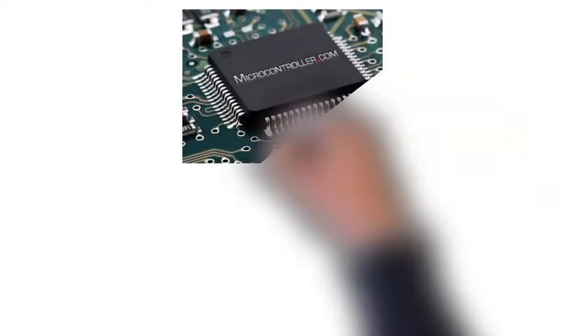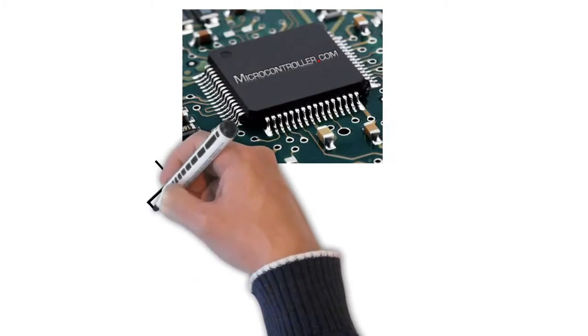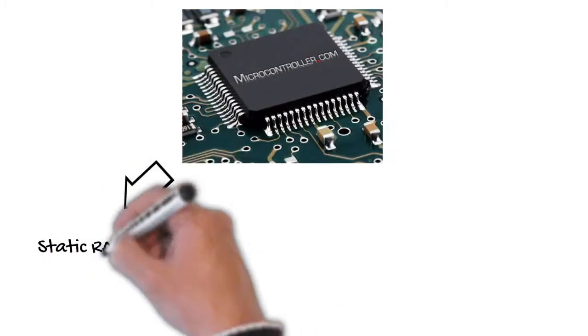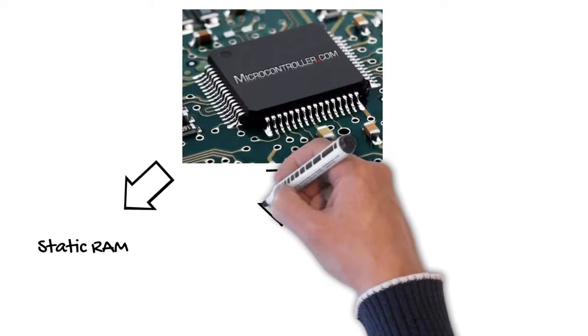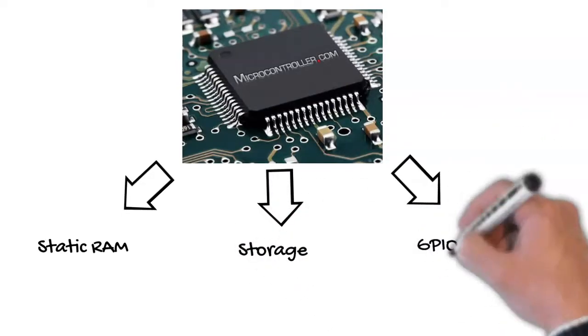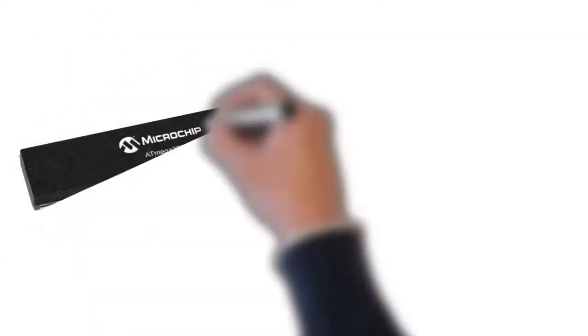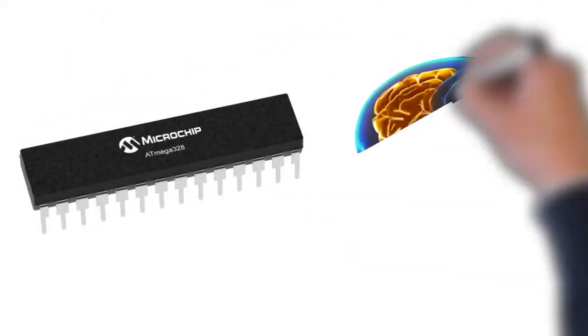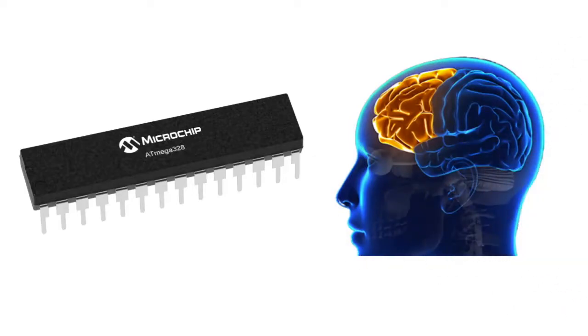A microcontroller is a mini computer embedded on a small chip. It has its own RAM and flash memory that it uses to store information, and also general purpose input-output or GPIO pins to control the peripheral devices. In a simple sentence, a microcontroller is basically the brains of the whole operation.